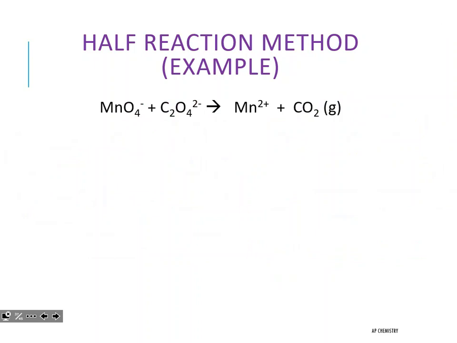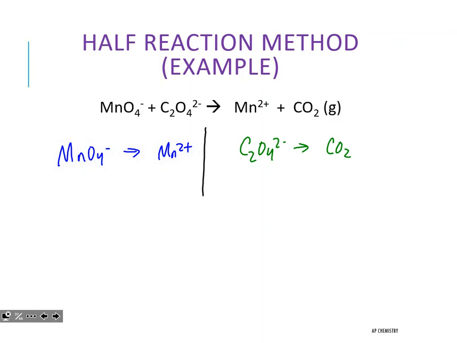All right, let's separate and put our half reactions. So permanganate, MnO4-, is obviously going to go to what? Mn2+. Mn2+. So that'll be our first half reaction. Oxalate's going to go to what? Carbon dioxide. Carbon dioxide, good. Okay. Starting off here.